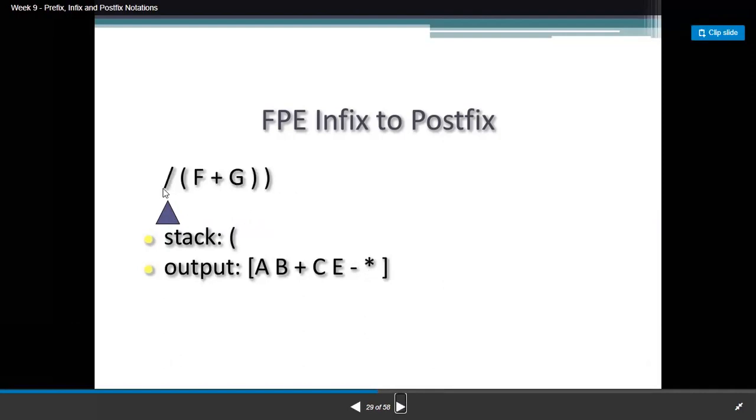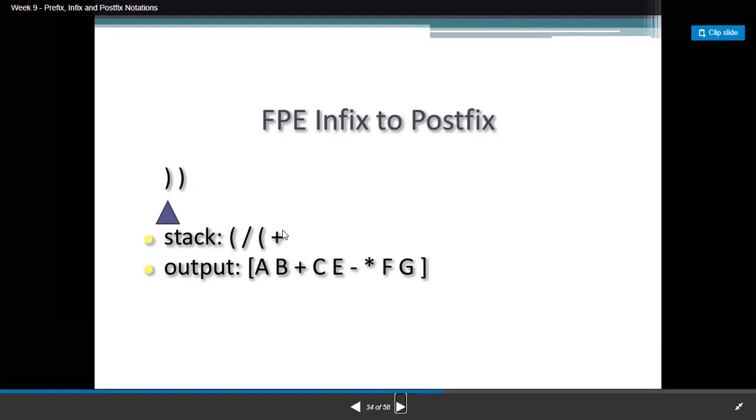And then we'll go back to our equation. There's a division sign. Again, the division will be pushed into the stack. There's an opening bracket, it goes to the stack. There is an F operand, it goes to the output. There's a plus sign, it goes to the stack. There's a G that goes to the output. And then there is a closing bracket.